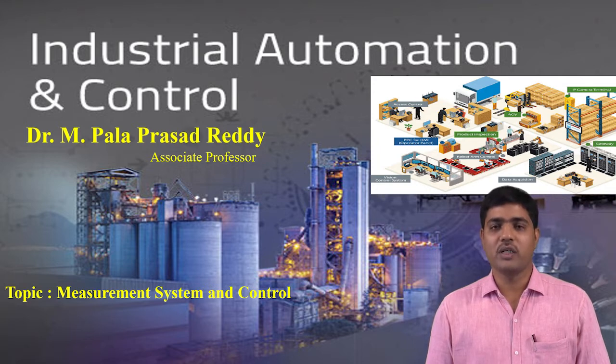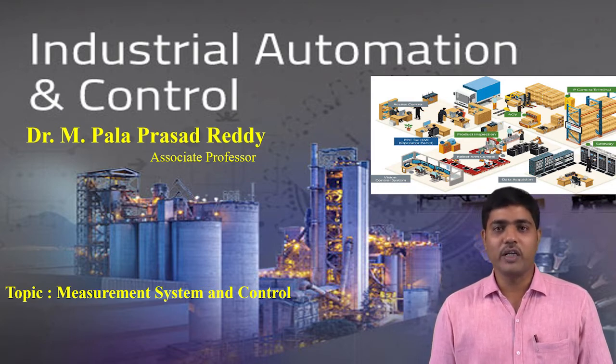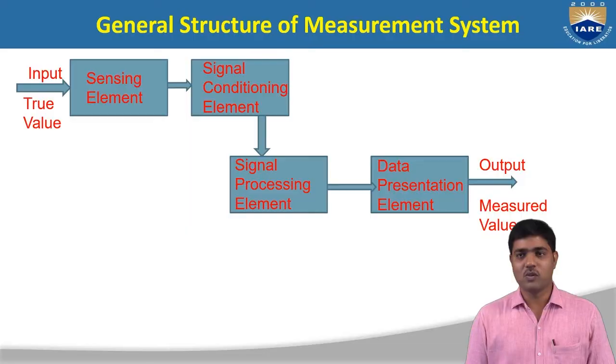So when you talk about industrial automation and control, the measurement systems are going to play a very major role, and starting from where you are going to measure the physical variables till the control, you may require the measurement systems. So measurement systems, including the sensors, are the heart of industrial automation systems. Without measuring the physical variables, you cannot automate any process or any industry or any plant.